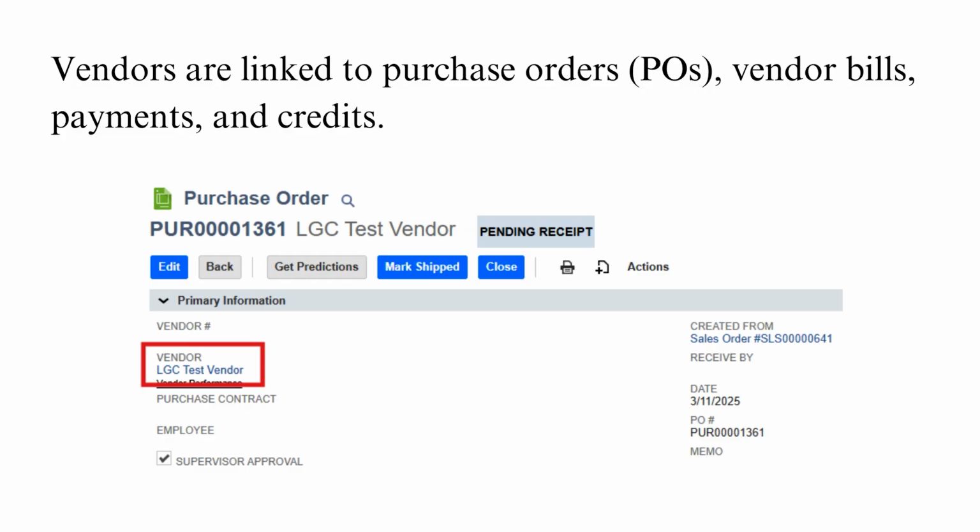Vendors are linked to purchase orders, POs, vendor bills, payments, and credits. For example, here is a purchase order where the vendor name is specified. The same applies to other purchase transactions.